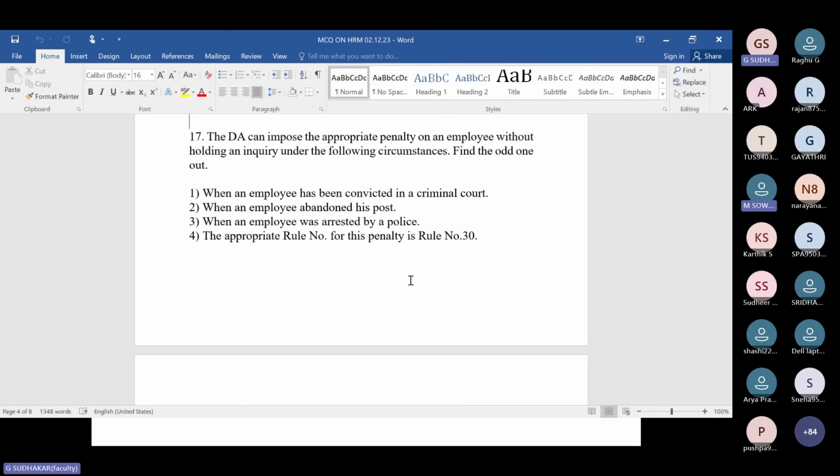Suppose when an employee is arrested by police, there is no need to impose appropriate penalty on an employee. 3 only. We can suspend him if he is arrested. Yes. Good. Suppose if he is arrested, you can suspend him. You cannot impose a major penalty without holding an inquiry. The answer is 3, right? Okay, sir.